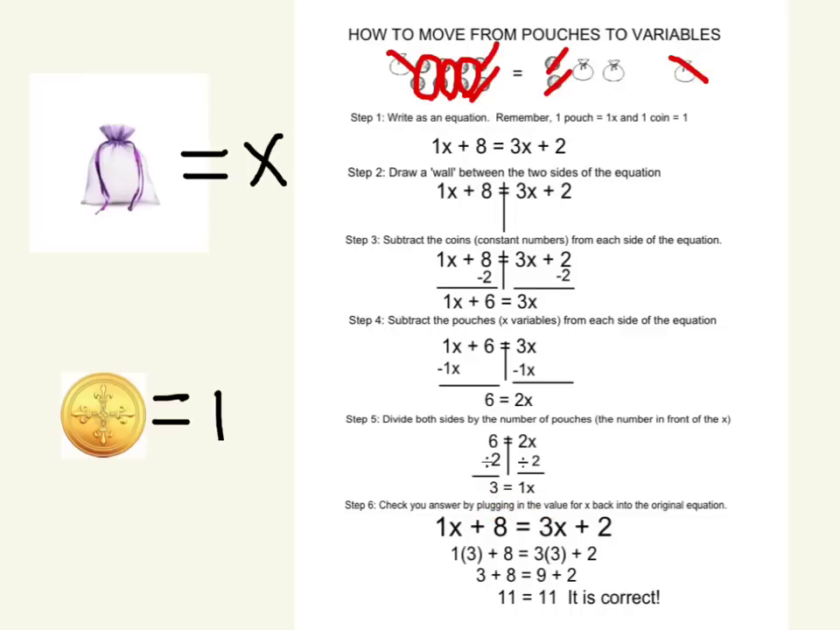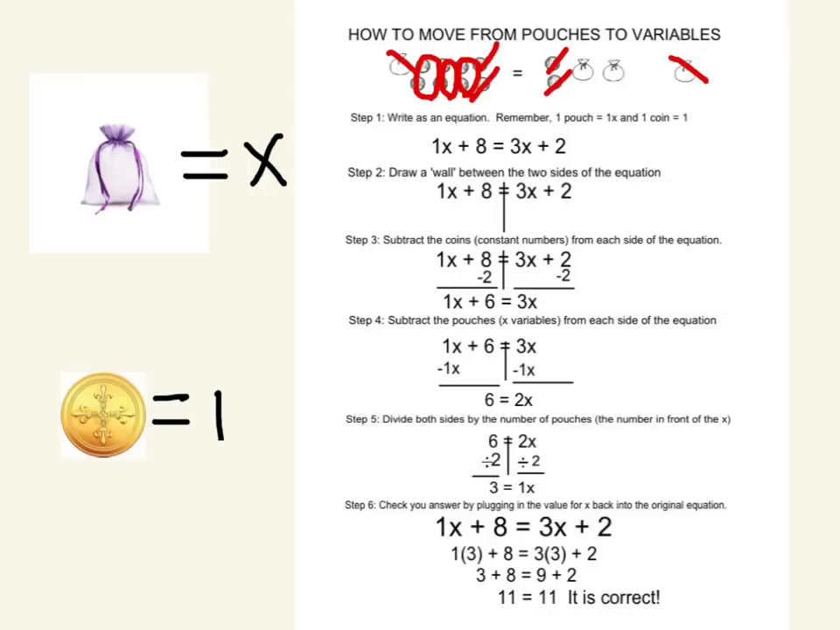So I can check my answer by plugging in the value for X back into the original equation. So just like we did yesterday, by putting the number of 3 into each pouch, I'm putting 3 into each X. So on the left side, I have 1 times 3 plus 8, or 1 pouch of 3 coins plus the original 8 is 11 coins. I have 3 pouches of 3 coins. 3 pouches of 3 coins is 9, plus the original 2, so 11. Because they have maintained equality, because they are equal to each other, this is correct.